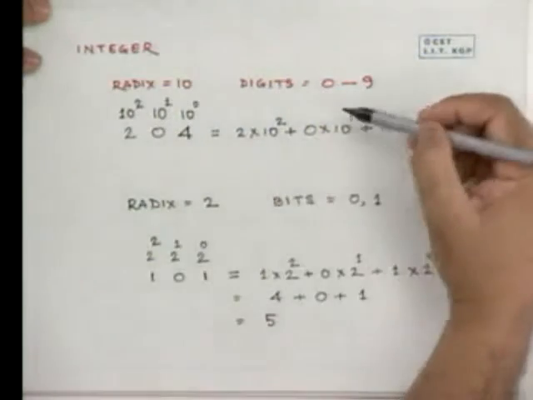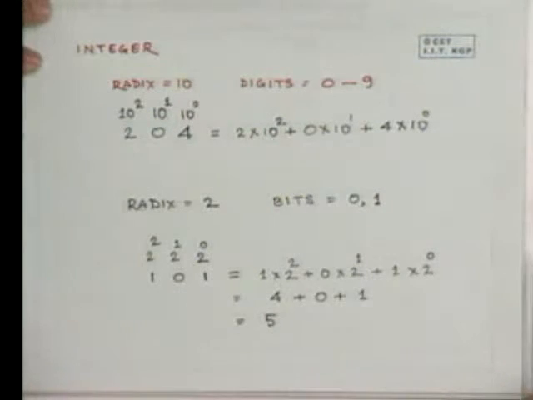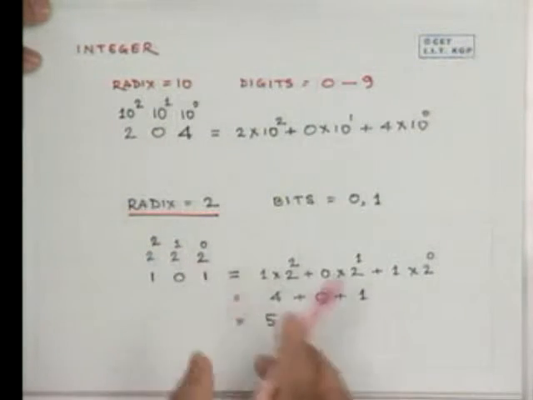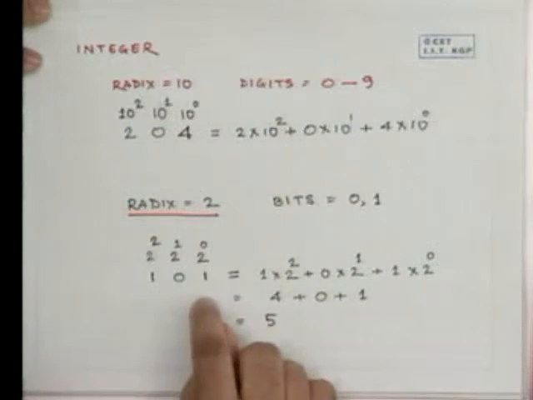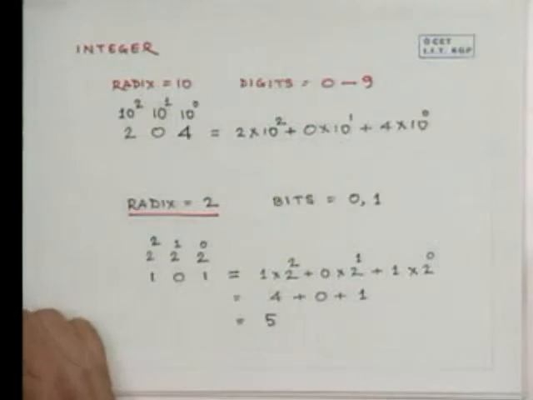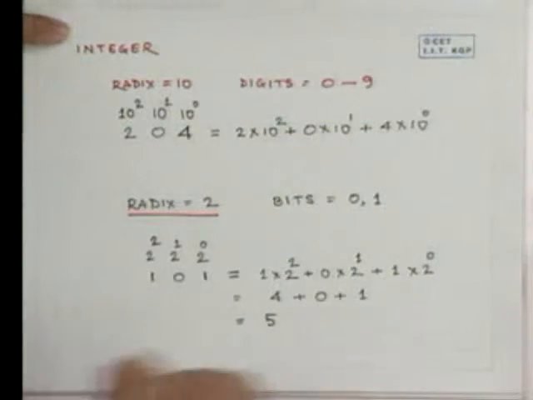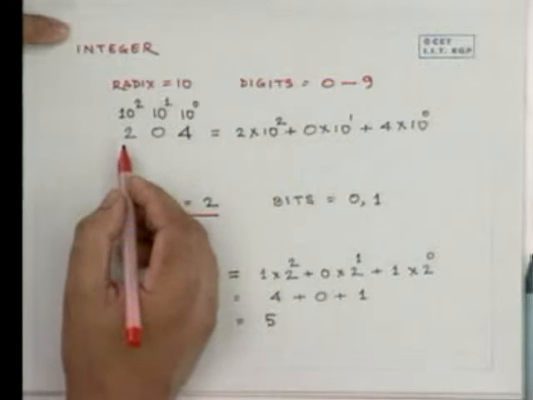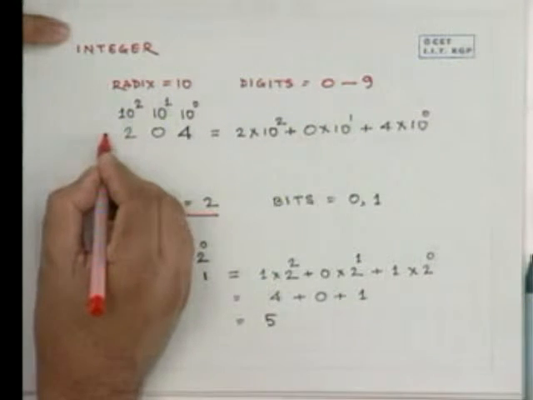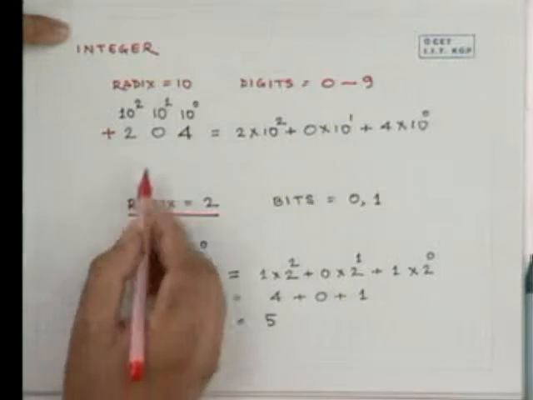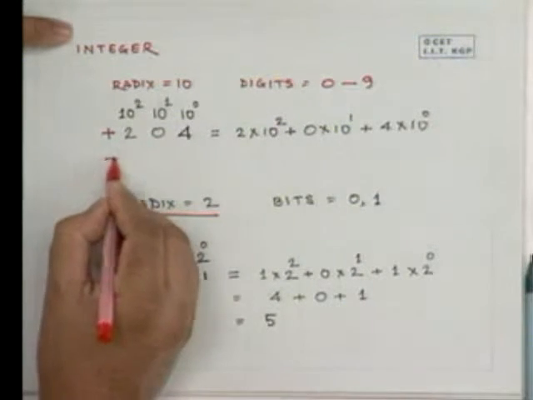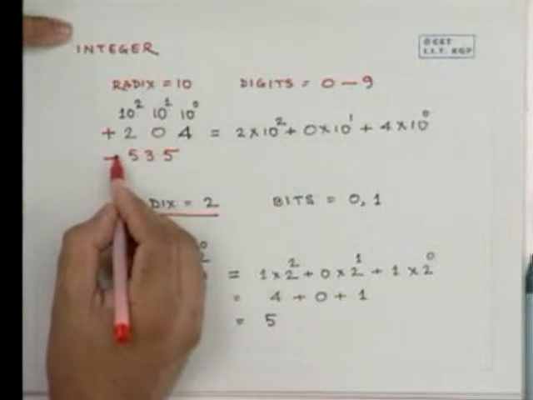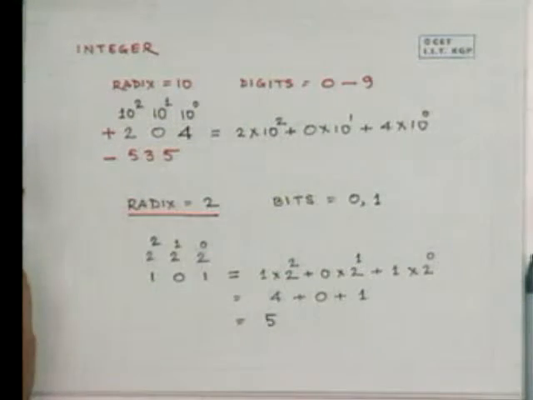Now, when we are talking this way, either in the case of a decimal number or in the case of a binary number whose radix is 2, we are talking essentially of an unsigned number. The sign has not been taken into consideration. Now, when you talk about a signed number, in the case of a decimal number, if it's a positive number, we say it is plus. When it's a negative number, we say it is a minus. Say minus 535 is a negative number represented by a minus sign at the beginning.